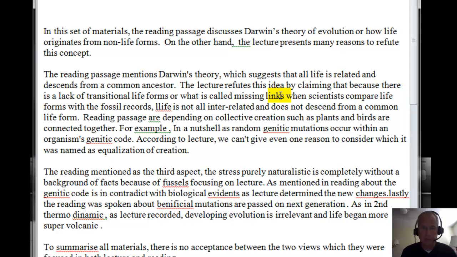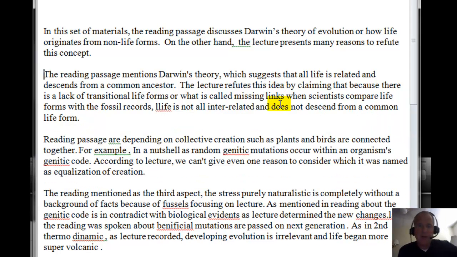Okay, I think we got it. So that's one idea. Now let's move this out of the way for a minute. So the reading passage mentions Darwin's theory, which suggests that all life is related and descends from a common ancestor. Now that's the point from the reading. Now you need to find a counterpoint from the lecture that refutes that. So the lecture refutes this idea by claiming that because there is a lack of transitional life forms, or what is called missing links, when scientists compare life forms with the fossil records, life is not all interrelated and does not descend from a common ancestor.